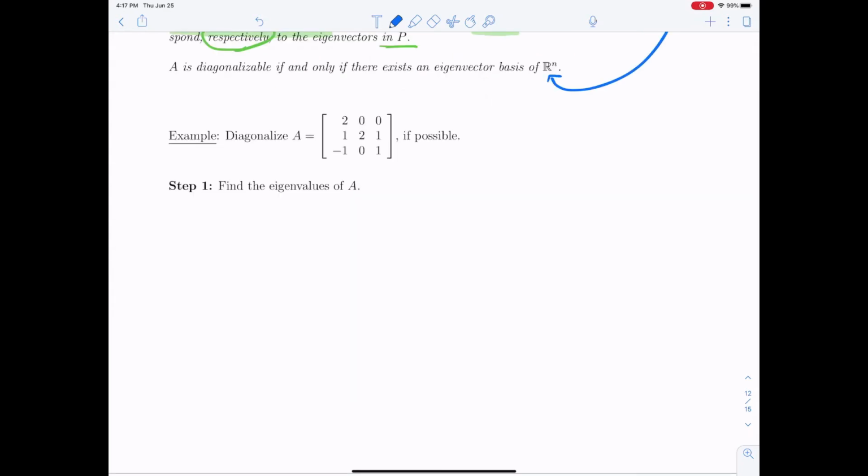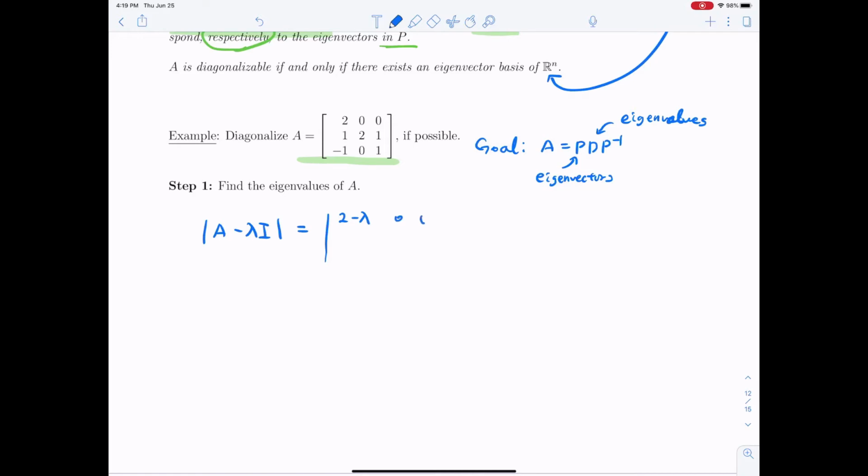So let us practice how to diagonalize a given matrix. Suppose that A is given by this 3 by 3 matrix. Then our goal is to build A equals PDP inverse. So we have to find the eigenvectors and eigenvalues to diagonalize the given matrix. To find the eigenvalues of A, we have to calculate the determinant of A minus lambda I, which equals the determinant of the matrix with rows [2 minus lambda, 0, 0], [1, 2 minus lambda, 1], [negative 1, 0, 1 minus lambda].